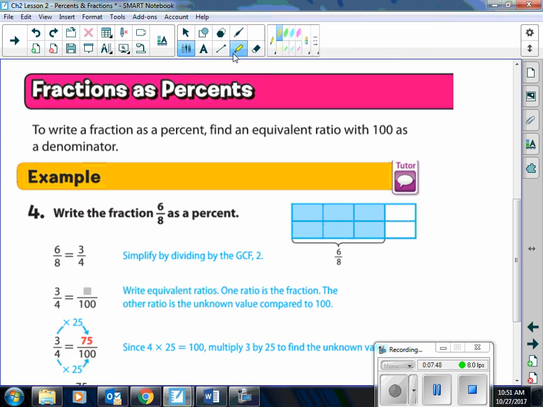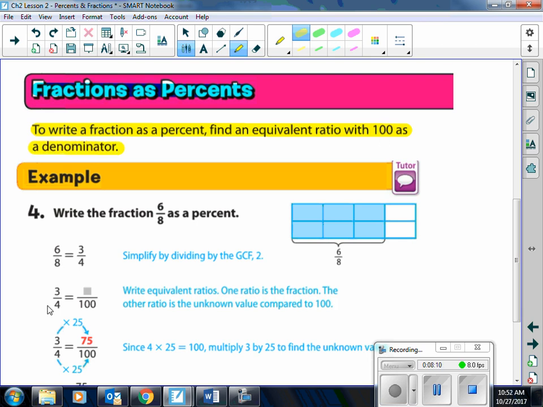So now we're going in the other direction. So now we're going from fractions to percents. From fractions to percents. Now here, write this rule down. To write a fraction as a percent, you're going to find an equivalent ratio with 100 as the denominator.